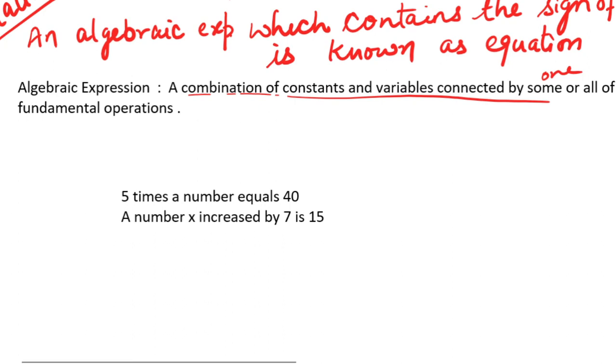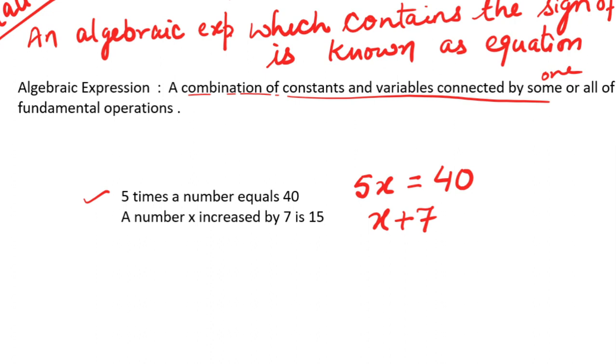So let's understand it more. I have written: 5 times a number equals 40. So what is the number? Let the number be x. 5 times a number equals 40. Now it contains an equality sign, so this is also an equation. A number x increased by 7 is 15. Is means equal. So this is also an equation. We have 2 expressions and there is an equality sign.